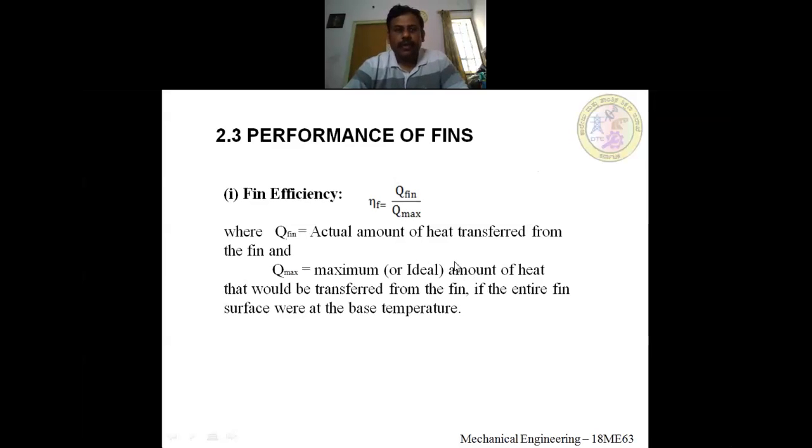Now coming to the performance of fins. Performance of fins is evaluated using fin efficiency as well as fin effectiveness. So what is fin efficiency? Fin efficiency is defined as the ratio of heat transfer with fin to the maximum possible heat transfer. So what is the maximum? You know that for a fin, the temperature will vary across the length of the fin.